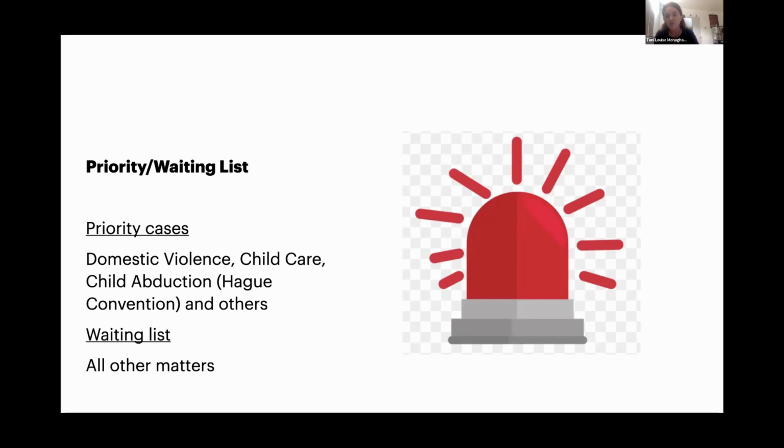The application forms that I was talking about earlier, the information that the clients put into them is so important. As well as your personal details and contact details, you're going to say who the other party is so that we can do a conflict check on them. And it's also going to help us decide how urgent that case is.